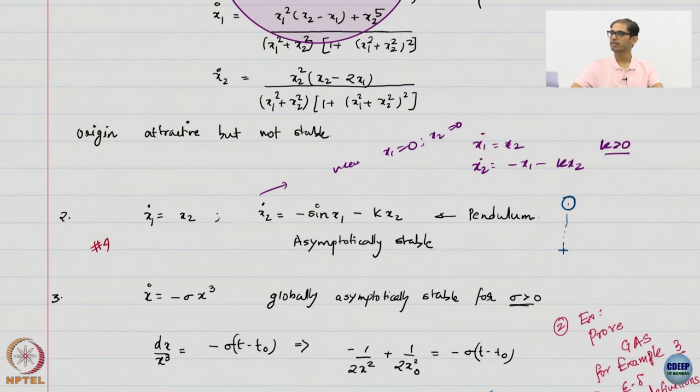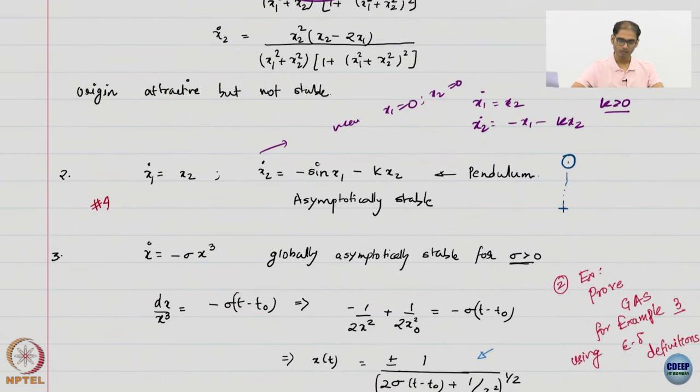So this is an asymptotically stable system, local, not global. It's not global because there is an inverted position, that is x1 equal to pi, which is also an equilibrium. 0 0 is an equilibrium, pi 0 is also an equilibrium for this system, and the pi 0 equilibrium is unstable. So if you are talking about stability of this equilibrium, it is only local because there is another equilibrium. Whenever a system has multiple equilibria, you cannot claim global properties.